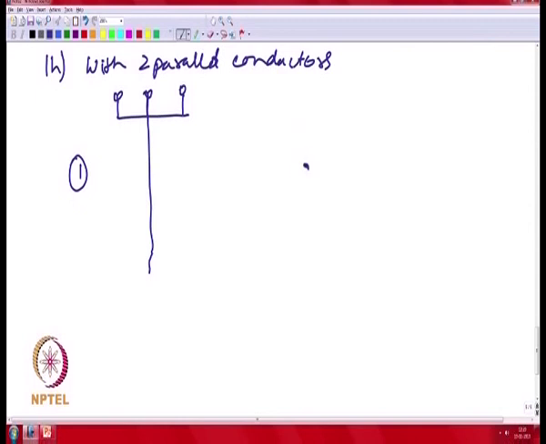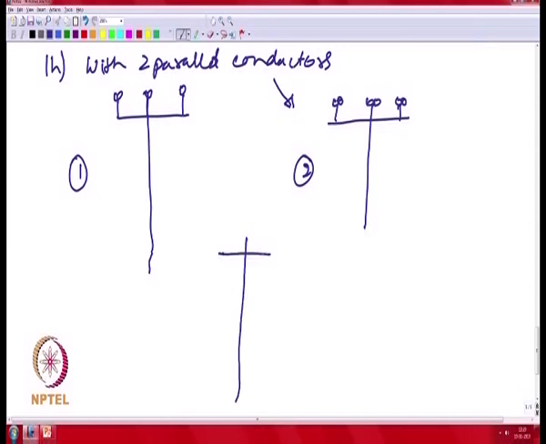So, we are looking at configuration 2 where you have a pole and you have now parallel conductors on each insulator. So, this would be the parallel conductor case. You could also have other configurations, say you could have a configuration such as this where you put 2 cross arms and then you have conductors on both cross arms.